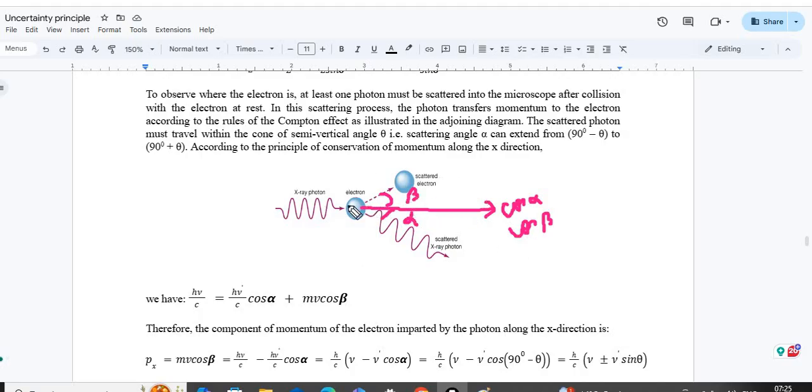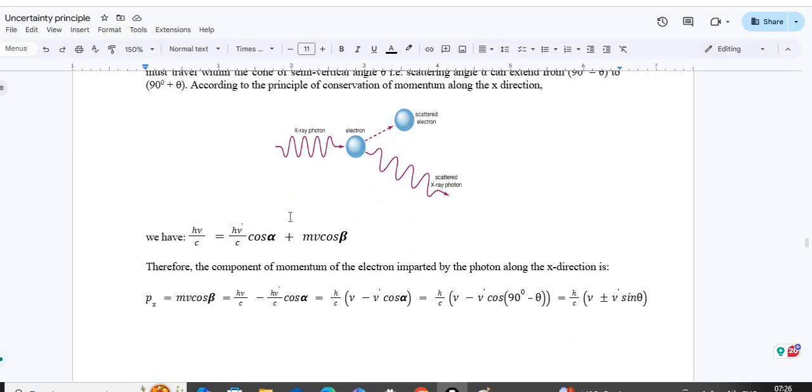But we are considering along the direction of the scattering. So now we can rewrite the equation. The momentum before scattering is given as h nu by c, and momentum after scattering, what happens? The momentum is h nu by c into cos of alpha. This is for the scattered photon, and mv is the momentum of the recoil electron along the cos beta direction. So this is the recoil electron's momentum after scattering.